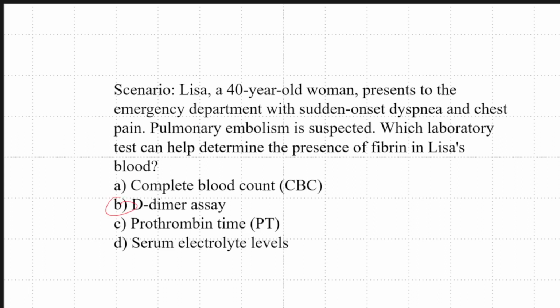So guys, that was the conclusion of our thromboembolism discussion.